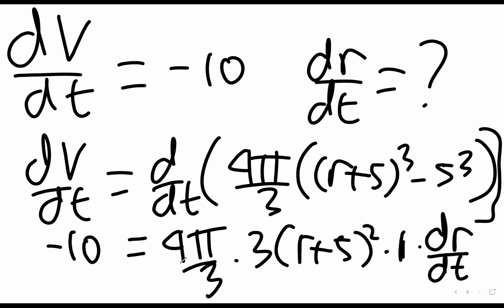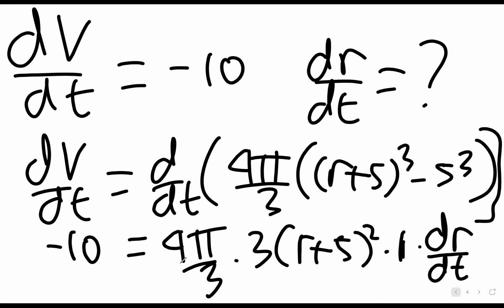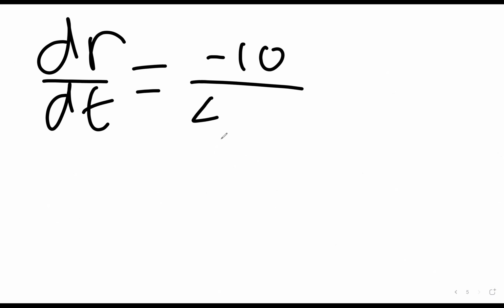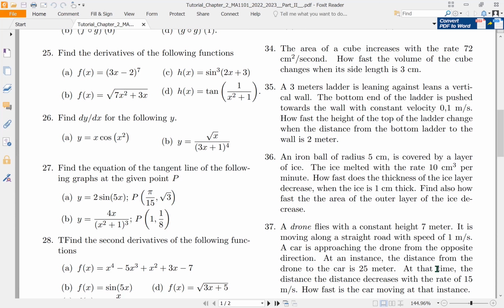So in the end, I can simplify, and dr/dt equals minus 10 over 4 pi (r plus 5) squared. And then the question is how fast the thickness of the ice layer decreases when the thickness is 1 centimeter. So in the end, just substitute r equals 1.